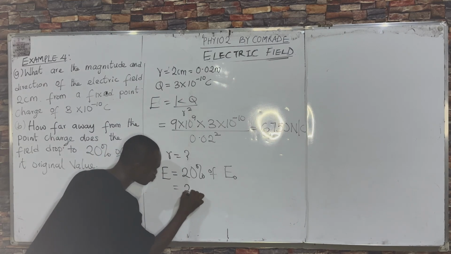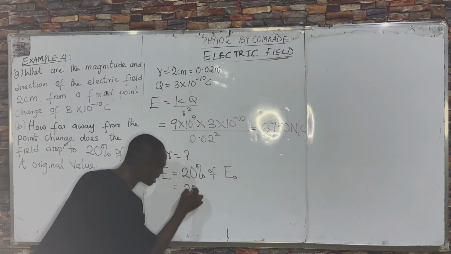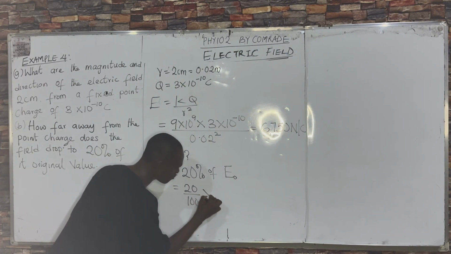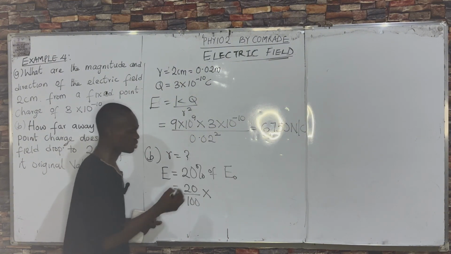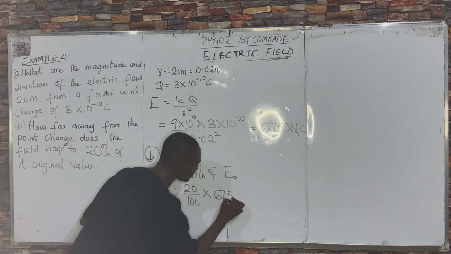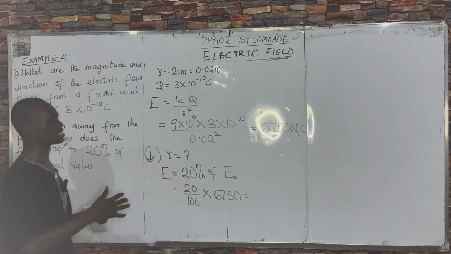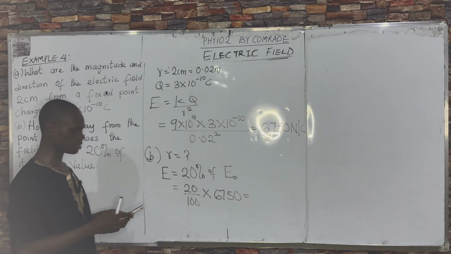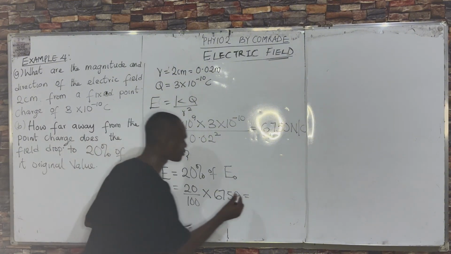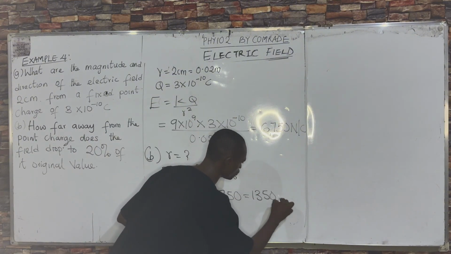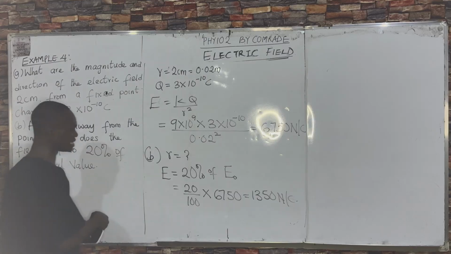This is 20 over 100 as a percentage. This "of" means times. What is E naught? Your initial, 6750. So when you press it, you are getting 1350 Newton per coulomb. That is the field.